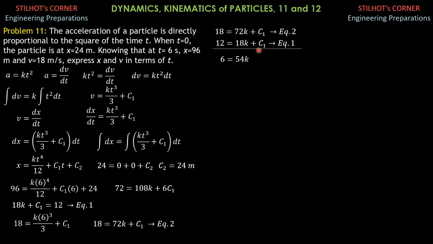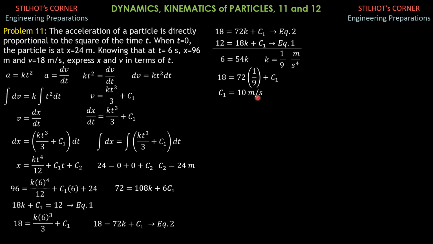So from here, k is 6 over 54, or 1 over 9 meters per second to the fourth. So that's the value of k. Having found k, we substitute into equation 2 to solve for c sub 1. So 18 equals 72 times 1 over 9 plus c sub 1. 72 times 1 over 9 is 8. So 18 minus 8 is 10. So c sub 1 is equal to 10 meters per second.